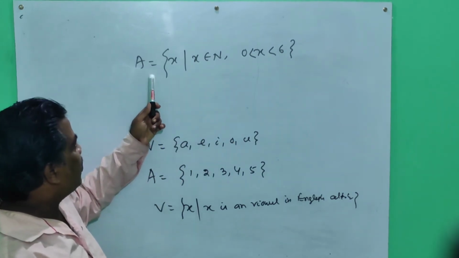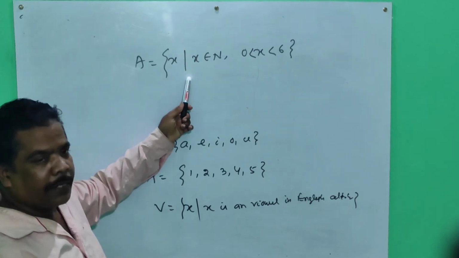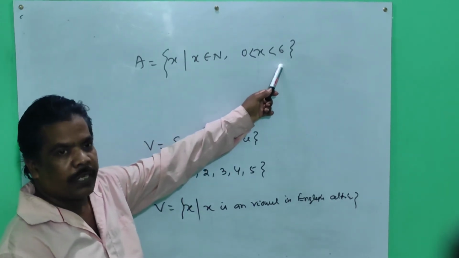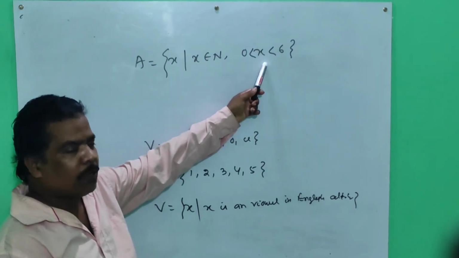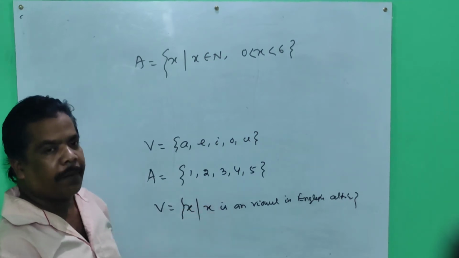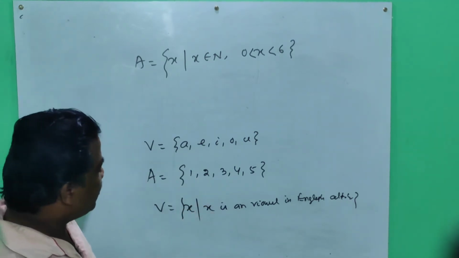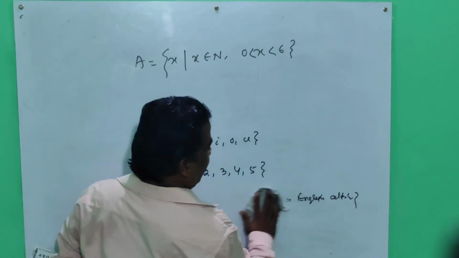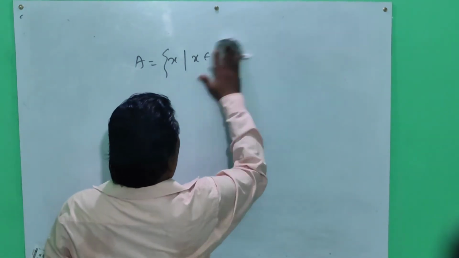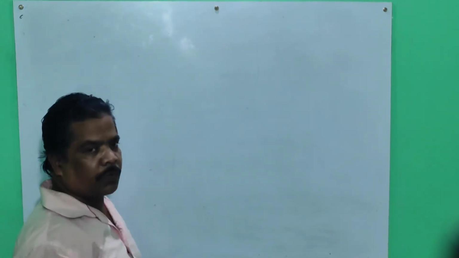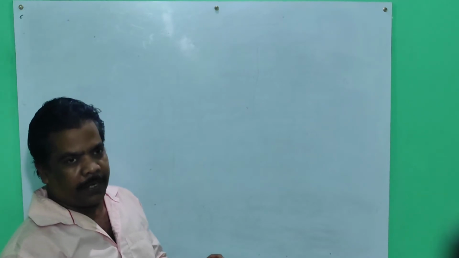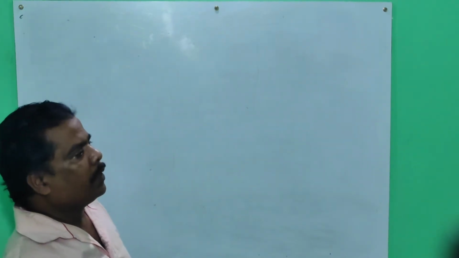The elements of A are x such that x is a natural number, x greater than 0 and less than 6. That means the elements are 1, 2, 3, 4, 5. So in this way, we express a set either in list form or in rule form. Now we know that a set is expressed in two ways.